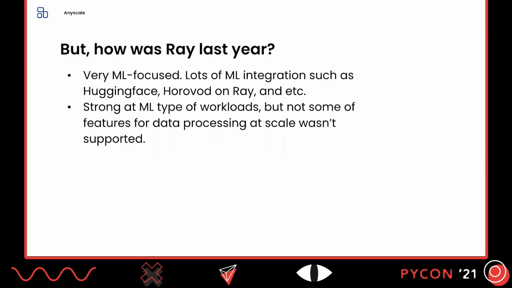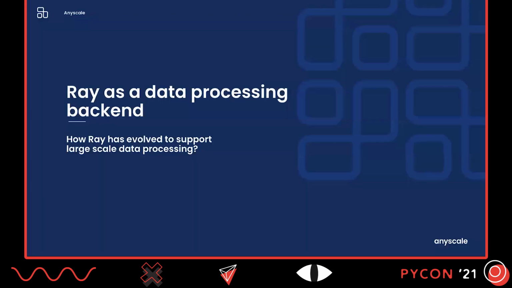Before going to the next section, let me explain how Ray was last year. Ray was very ML focused, and although it was really good at running ML workloads, the data processing support wasn't robust enough, because Ray wasn't supporting some important features to be a great and robust data processing backend. And this is something I'm going to cover from now on. Okay.